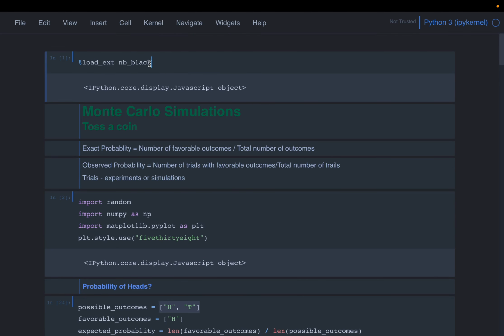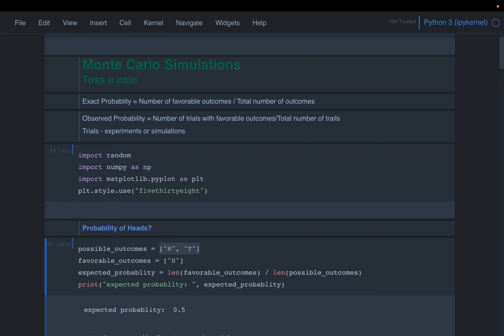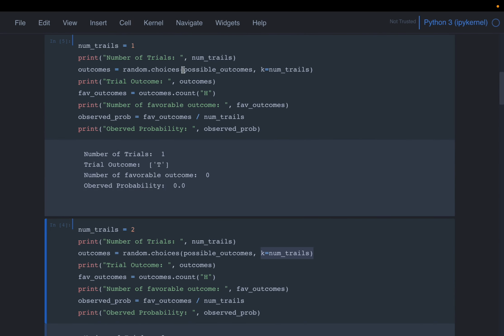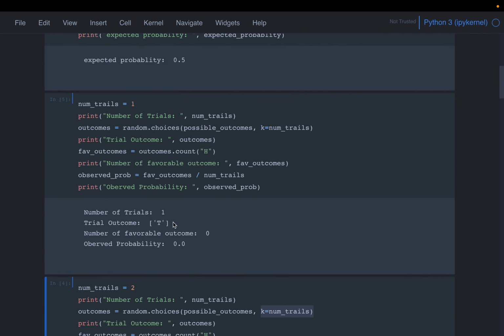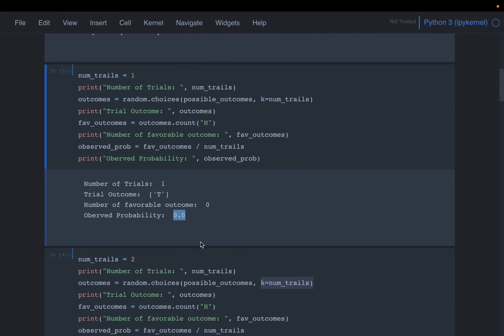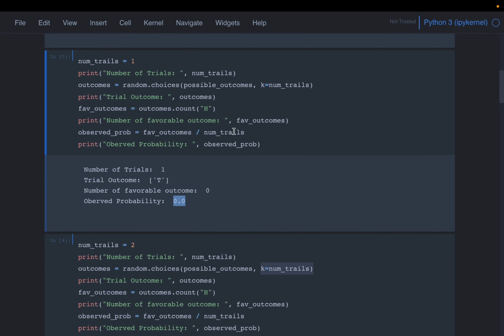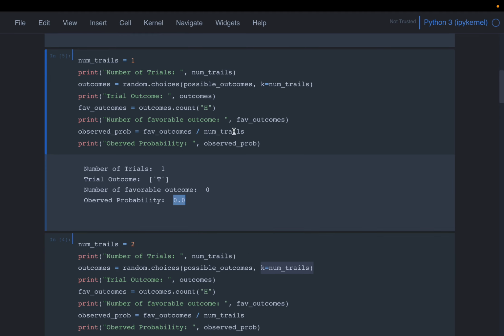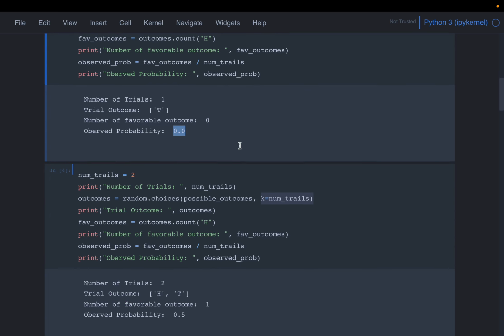Okay, let me run this code. Right. So this time we still flip the coin only once, but this time we happen to get tails. So it's saying the probability is 0, right? So we can't do the experiment just once. But how many times do we need to do the experiment? We'll see that in a minute, okay?